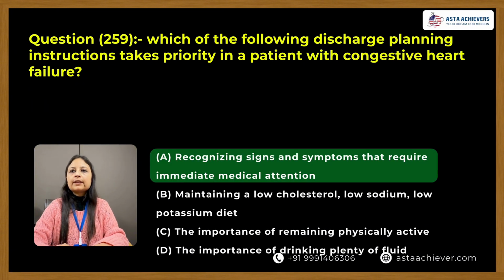Question number 259. Which of the following discharge planning instructions takes priority in a patient with congestive heart failure? Option A, recognizing signs and symptoms that require immediate medical attention. Option B, maintaining a low cholesterol, low sodium and low potassium diet. Option C, the importance of remaining physically active. And option D, the importance of drinking plenty of fluid. So option A, recognizing signs and symptoms that require immediate medical attention, is the correct answer.